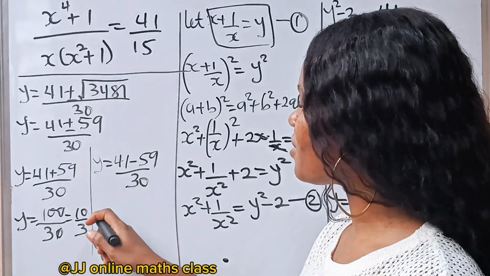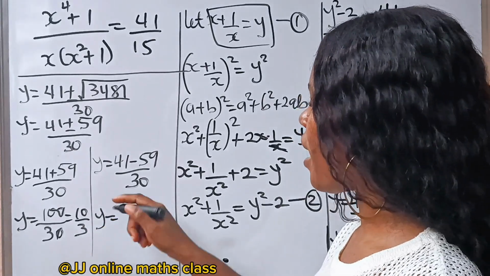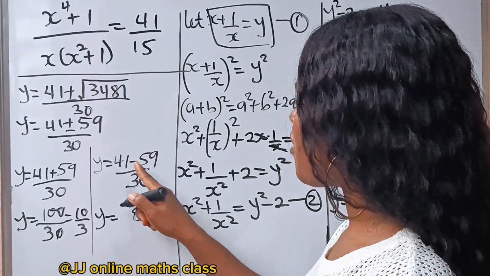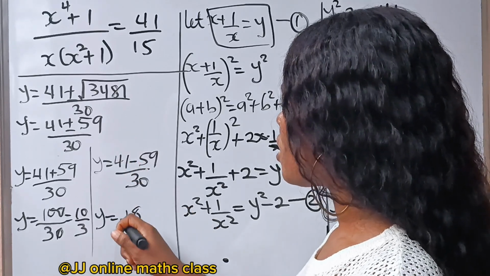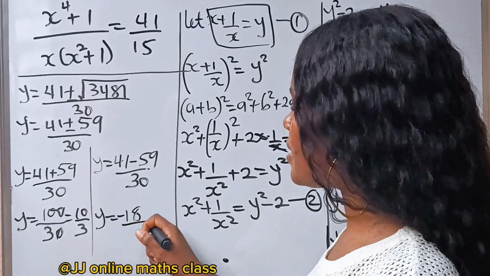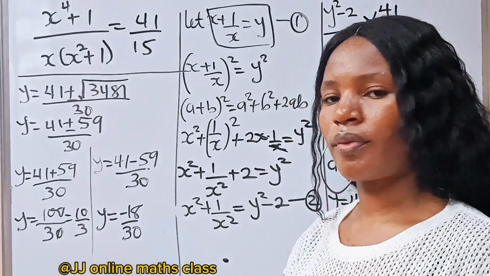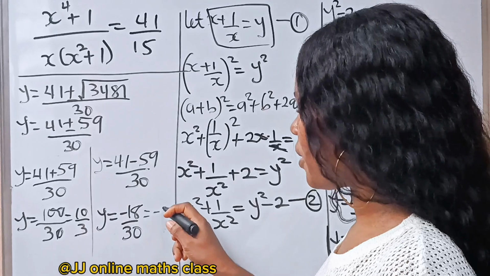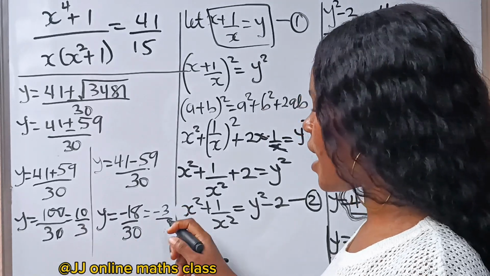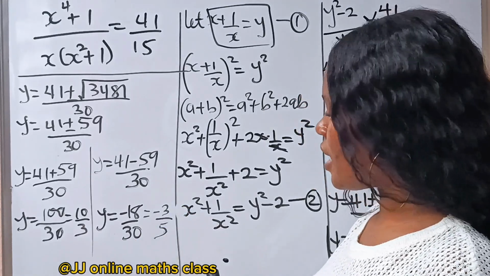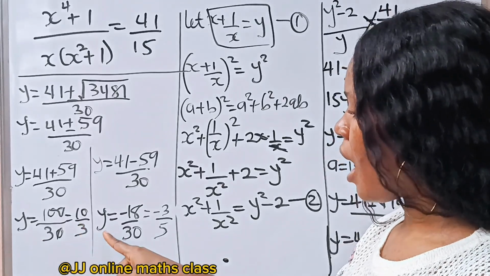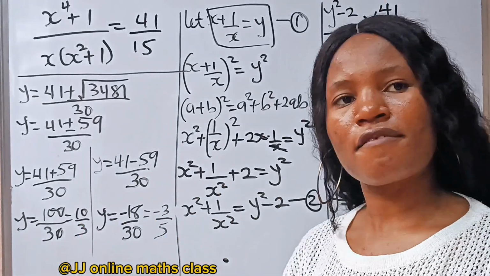So let's continue. For the second value of y, we have 41 minus 59. 9 minus 1 will give us 8. 5 minus 1 will give us 1. So it's going to be minus 18 divided by 30. When 6 divides minus 18, we have minus 3. If we divide 30, we have 5. So these are the two values of our y. y equals 10 over 3 and y equals minus 3 over 5.